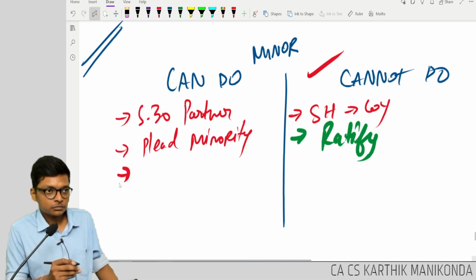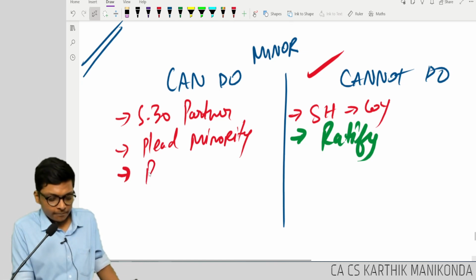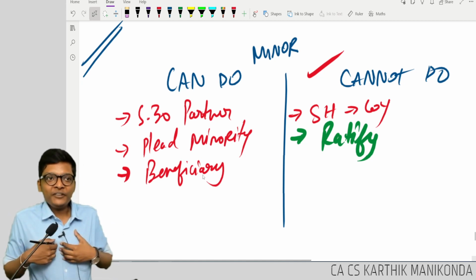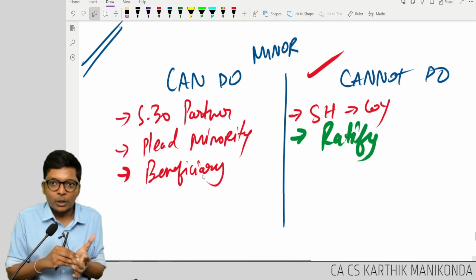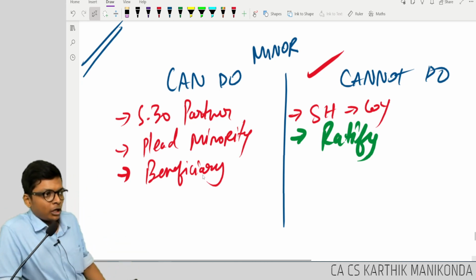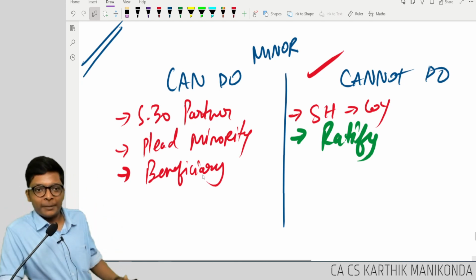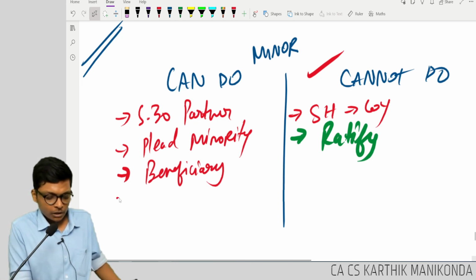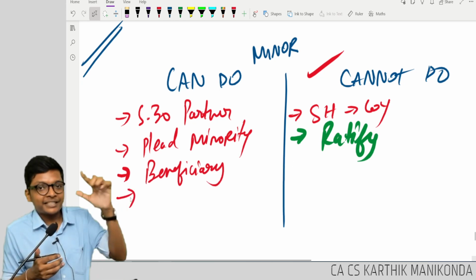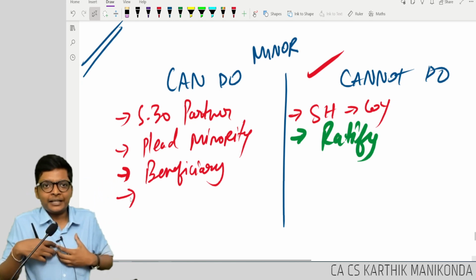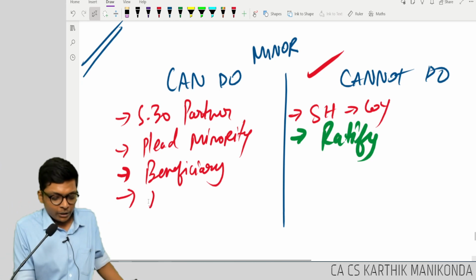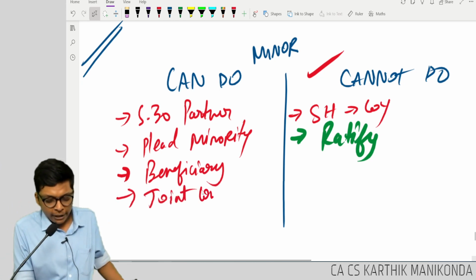A minor can be a beneficiary in a contract. That means the benefits of a contract can be assigned to a minor. Benefits of a contract can be assigned to a minor. Are you following, guys? Clear? Next. Joint contract with a major. So if I'm a minor entering into a joint contract with a major and anything happens, the major will take care. So I can enter into a joint contract.